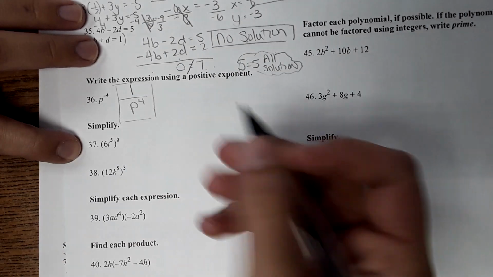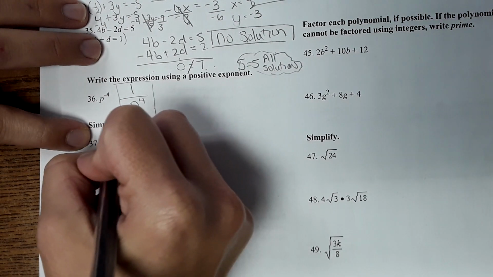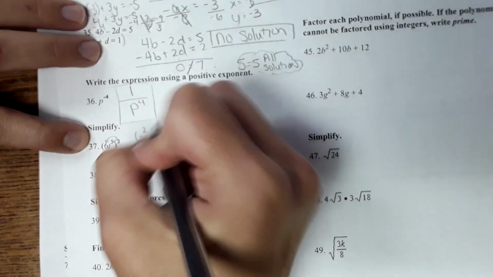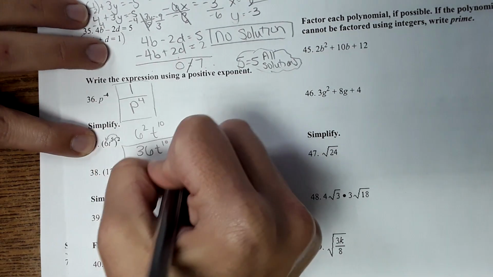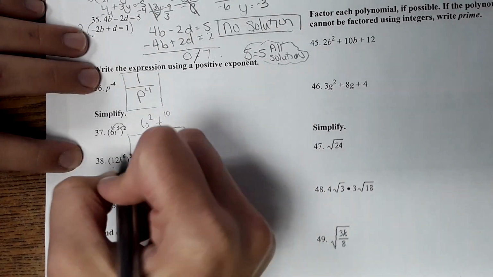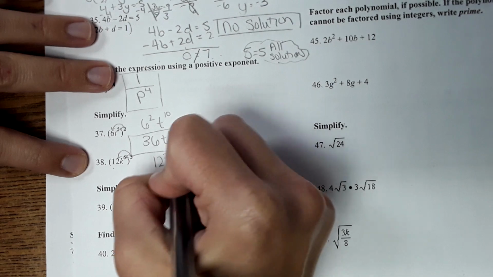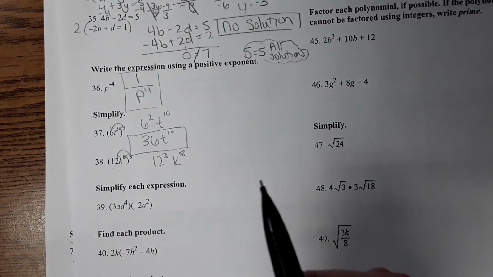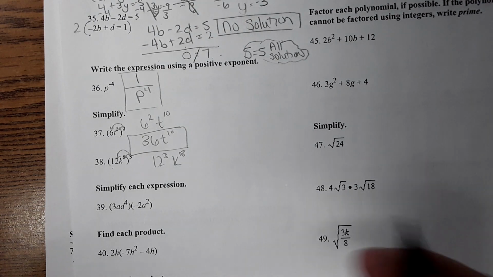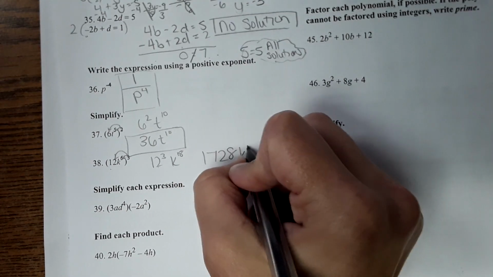Next one, number 37, we're going to simplify this. We take this exponent on the outside and apply it to both of these numbers, so 6 squared, and then you multiply these two. So this would be t to the 10th power. So 36 t to the 10th power, and that is my answer. 38, going to distribute this 3 to both of those numbers, 12 to the 3rd power, and then k to the 18th power. 12 to the 3rd power, you could do that in a calculator, and it comes out to 1,728 k to the 18th power.